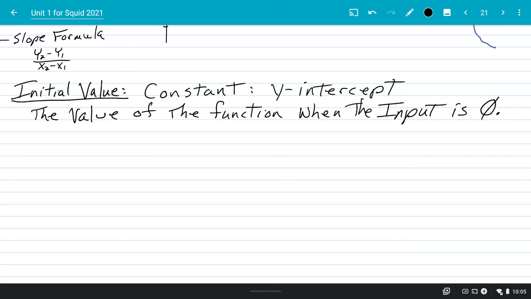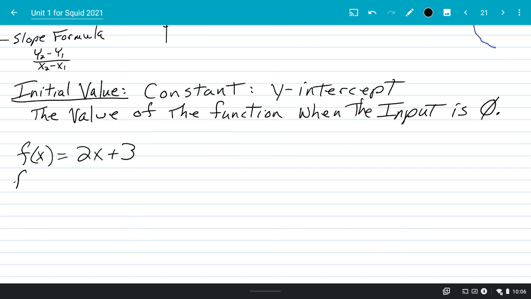Now, here's something really cool. When we're given a function in equation form, say I give you f of x equals 2x plus 3, you should be able to see your initial value very quickly and easily. It is the constant, it is the y-intercept, it is the initial value. It's at the end.